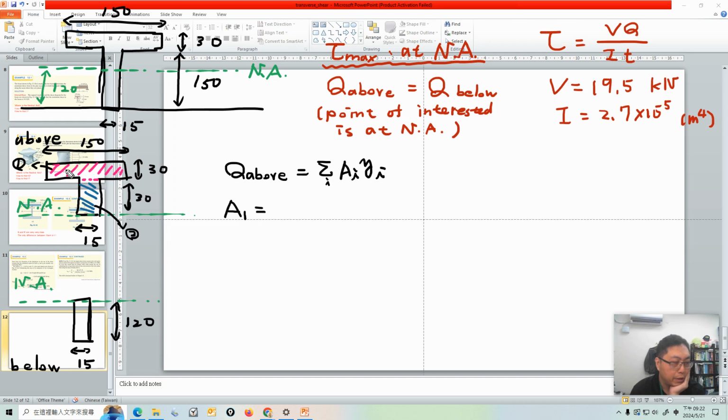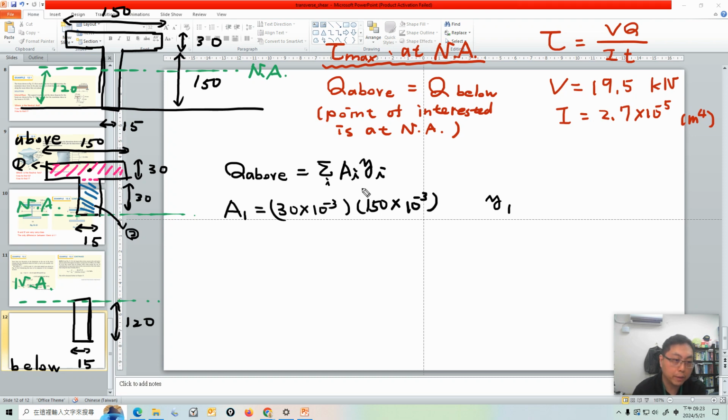The pink area is 30 millimeter times 150 millimeter. That's very easy. And what's the Y1? Y1 is the centroid to the neutral axis. In the pink one, the centroid is here. So what's the distance between this centroid and the neutral axis? Based on this geometry information, do you know what the distance is?